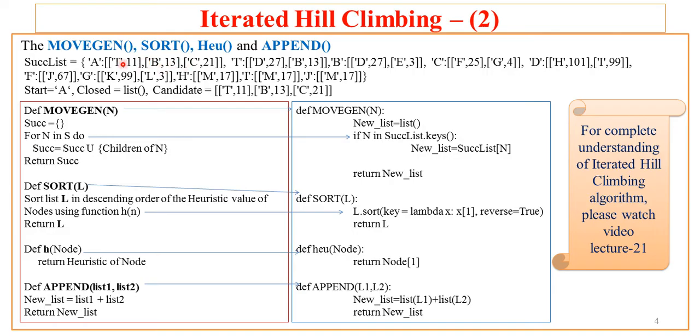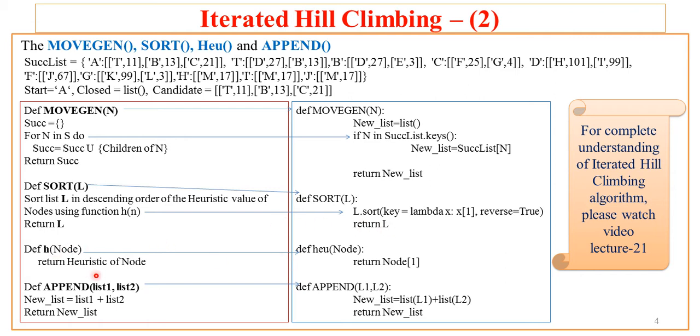Now this sorting will be done based on the second part of this element. Each element has two parts, that is the node name and the heuristic value. So x of 1 means, x of 0 is T and x of 1 is 11. So for this pair T11, sorting should be done based on the heuristic value, and reverse equal to true tells the sort algorithm to sort the list in descending order. That means the higher heuristic value node should be at the beginning and the lower at the end. So sorting is done and that sorted list is returned to the main algorithm.